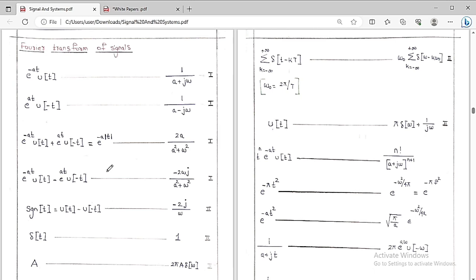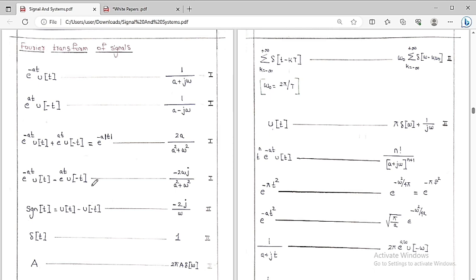Similarly, take this relation and substitute a is equal to 0 here also. Then what is going to happen? We are going to get u of t minus u of minus t. In place of a substitute 0, here also in place of a substitute 0. Therefore you are going to get minus 2 omega j by omega square. So omega cancels, and we are going to get minus 2 j by omega. So this is what I am trying to tell you.